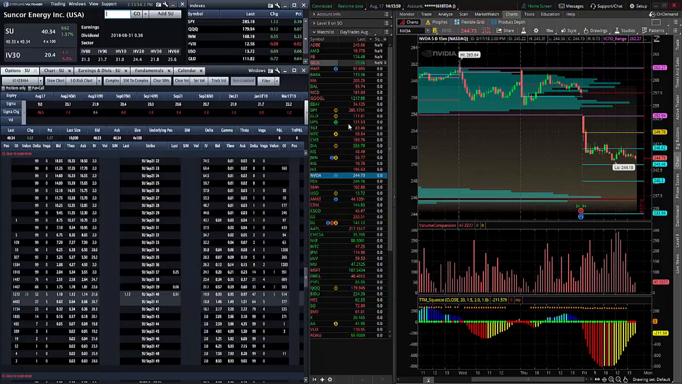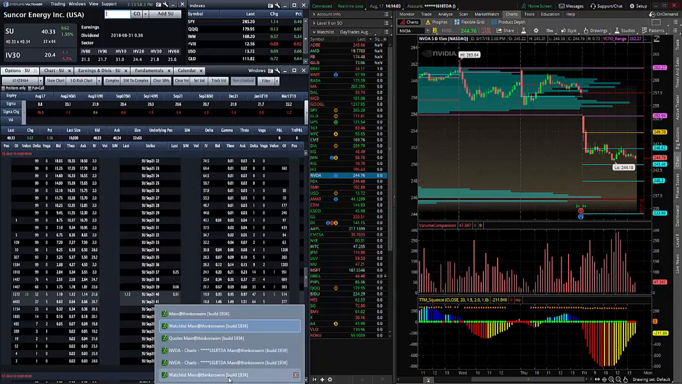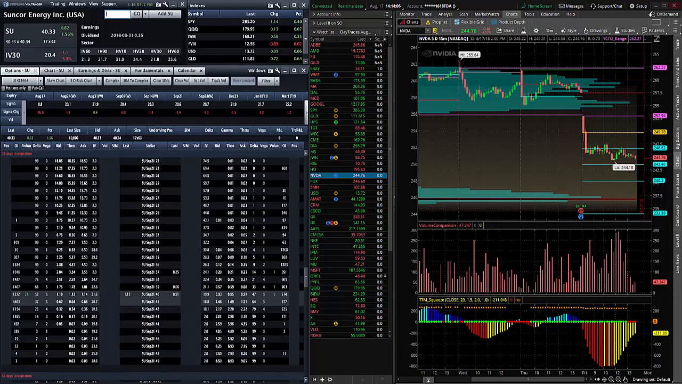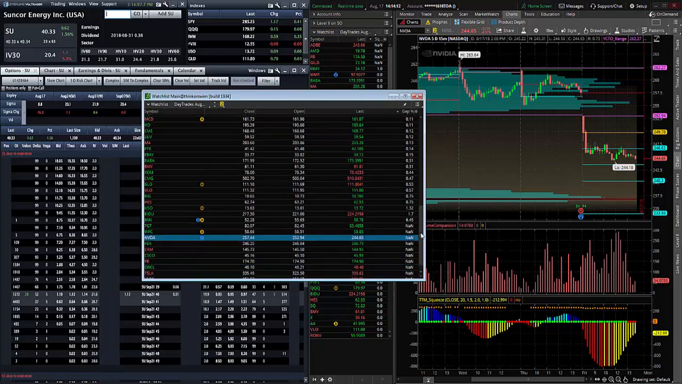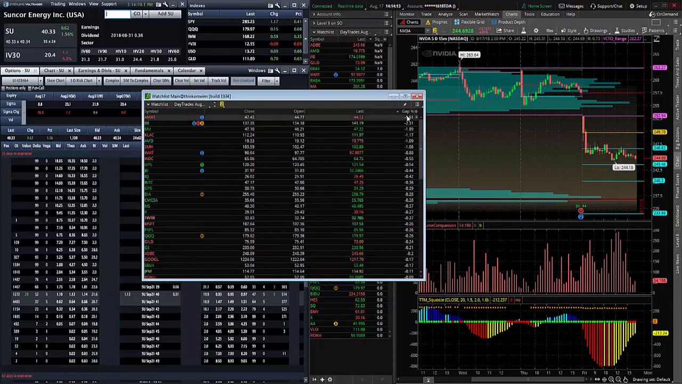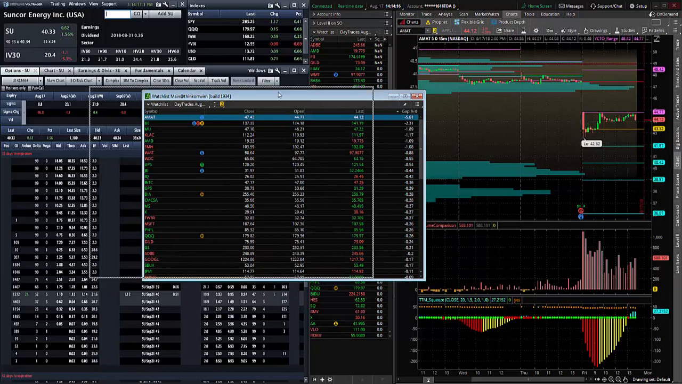The last one that we use for day trades is something called the gap fill. I'll bring that into here. What this does is identify stocks that have gapped. What is a gap? Let me bring up one here in Applied Materials.